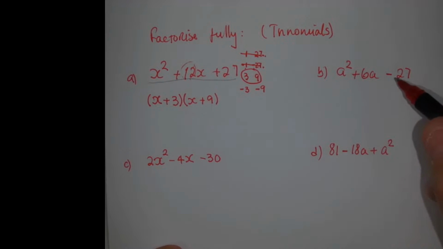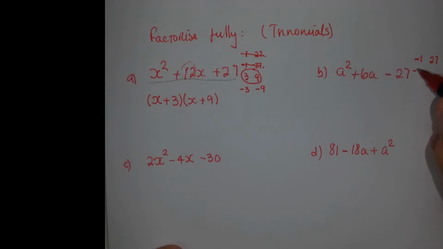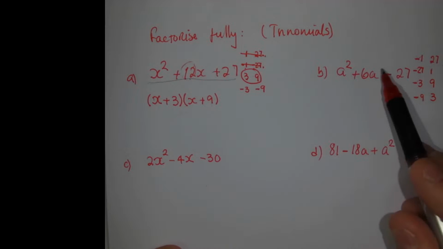So in this case, how do I factorize, or how do I split the minus 27? Well, I could write minus 27 as minus 1 times 27, or I could write it as minus 27 times 1, or I could write it as minus 3 times 9, or I could write it as minus 9 times 3. Okay, so here I've got all the pairs of integers that multiply to minus 27.